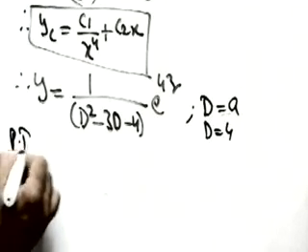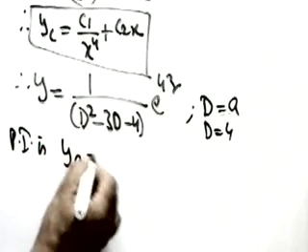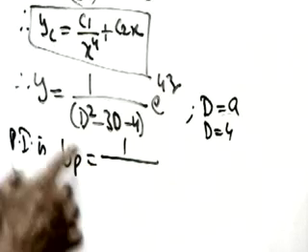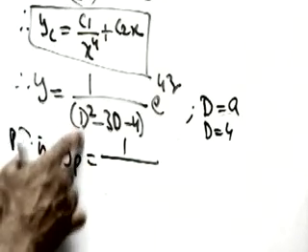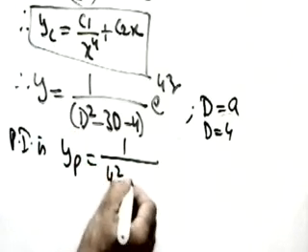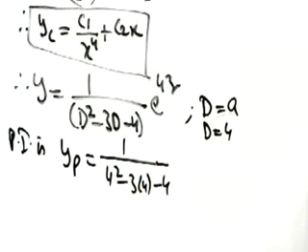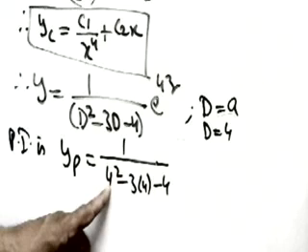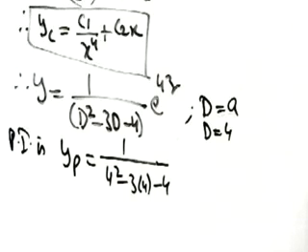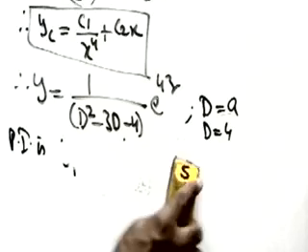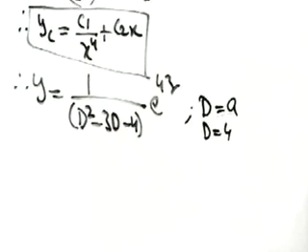Now you write 4 in place of d. Okay, so let me change this. Therefore the particular integral is yp equals 1 divided by d square minus 3d minus 4, with d as 4: 4 square minus 3 into 4 minus 4. But you see here, 4 square is 16, 16 minus 16 is 0, and 1 by 0 is not defined. So we have to change the method.